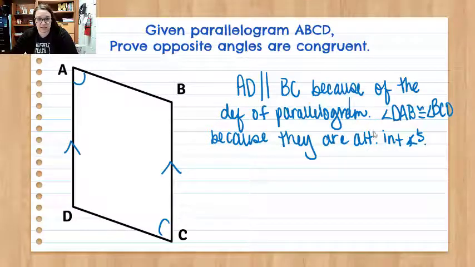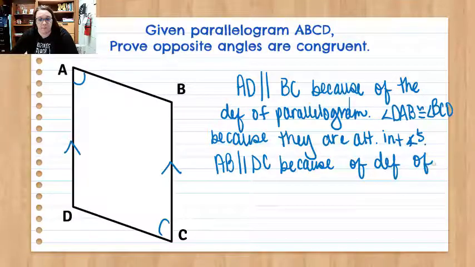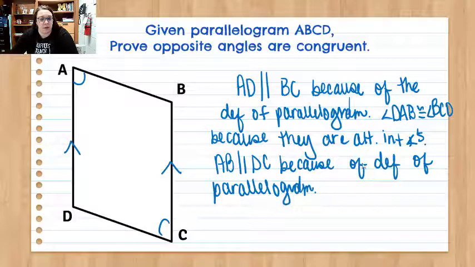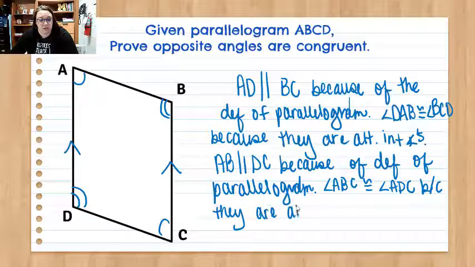Basically, I'm going to repeat these 2 sentences, but I'll do the other set. So I'm going to say AB is parallel to DC because of the definition of a parallelogram. And then I can say that these 2 angles are congruent. So I'll say angle ABC is congruent to angle ADC, because, sometimes I write B/C to save myself time, they are alternate interior angles.